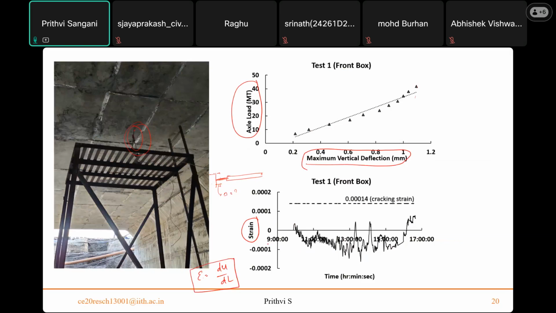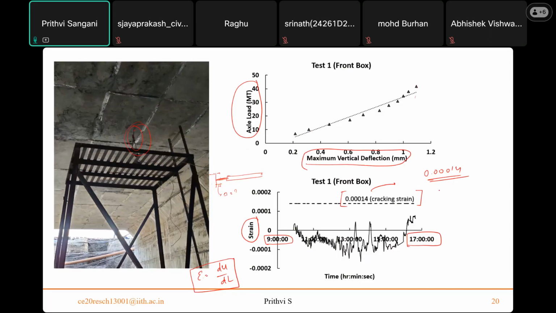We actually started loading at about 9 a.m. in the morning and finished one loading at 5 in the evening. So this was a very long loading schedule. Even in that case, you see the cracking strains. The cracking strain of concrete is usually 0.00014. This will be the initial cracking strain.